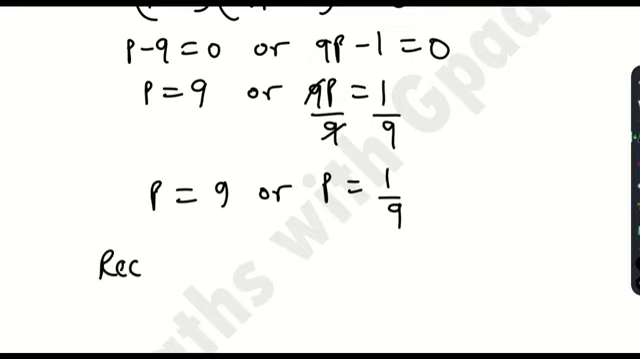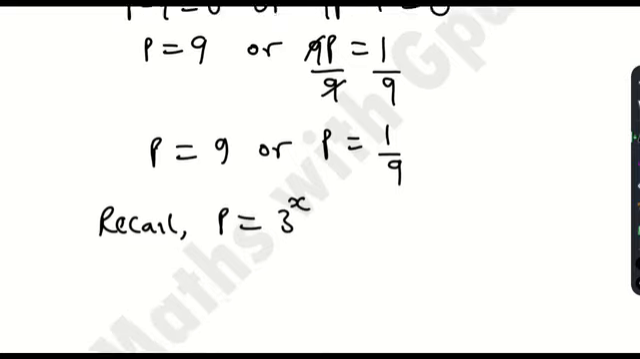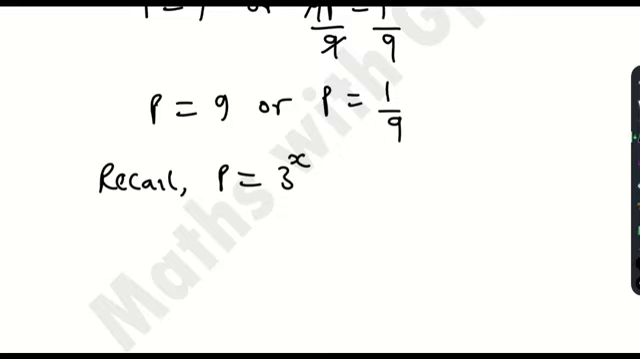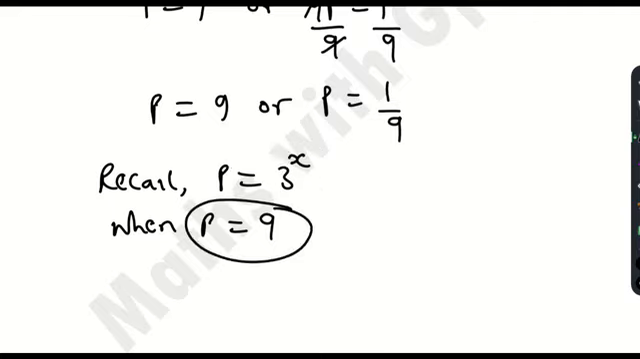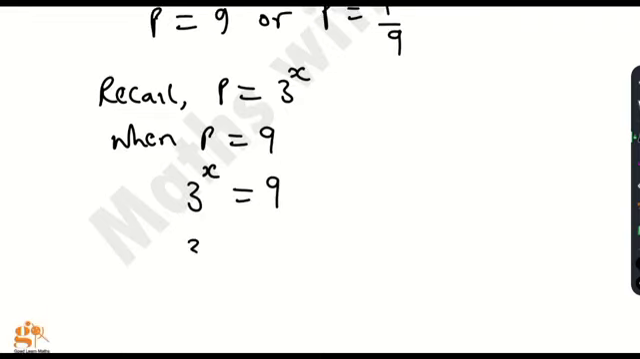Now recall, since we already have the values of p is 9 or p is 1 over 9, recall that we set p to be equal to 3 raised to power x. Since we are looking for the value of x and not p, we need to bring back 3 raised to power x. So when p is equal to 9, what is going to be x? I'm going to replace p with 3 raised to power x in this equation. So it's going to be 3 raised to power x is equal to 9. Take it a step further, 9 can be expressed as 3 raised to the power of 2. Now they have a common base, so we're going to equate the exponent. It means that x is equal to 2.